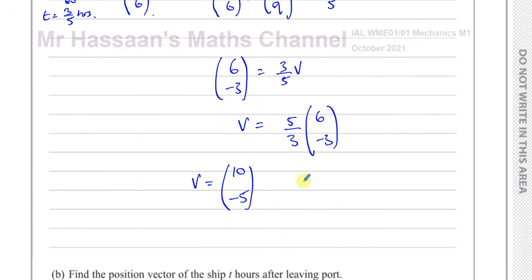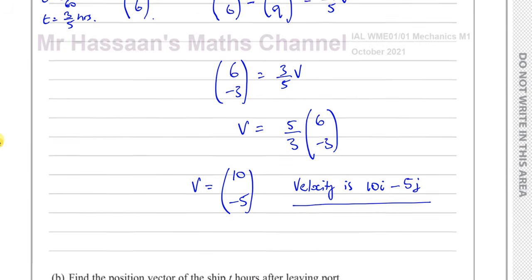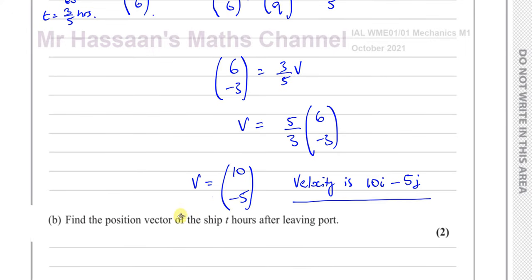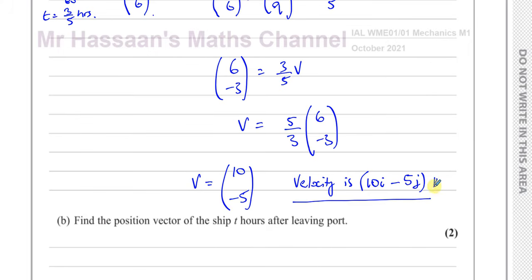Now I'm just going to write it in terms of i and j. So the velocity is 10i minus 5j. I'm writing it like this in the end because that's how they gave it to us in the question, although even if you left it like this, that would be perfectly fine. 10i minus 5j, and of course that's in kilometers per hour.